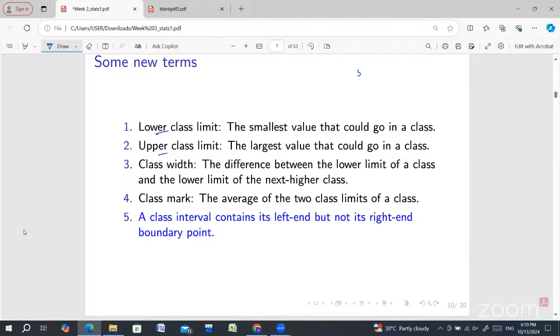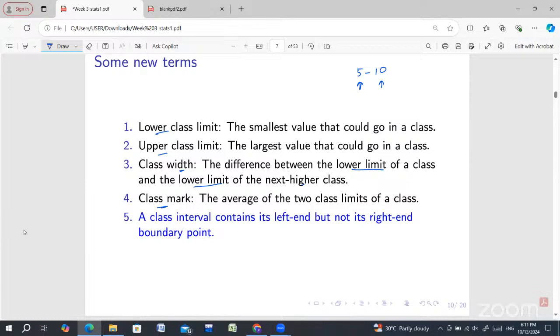Suppose you are given a class interval like this, 5 to 10. So 5 will be your lower limit and 10 will be your upper class limit. Then what is class width? Class width is nothing but the difference between the lower limit of the first class and the lower limit of the next higher class. Okay.